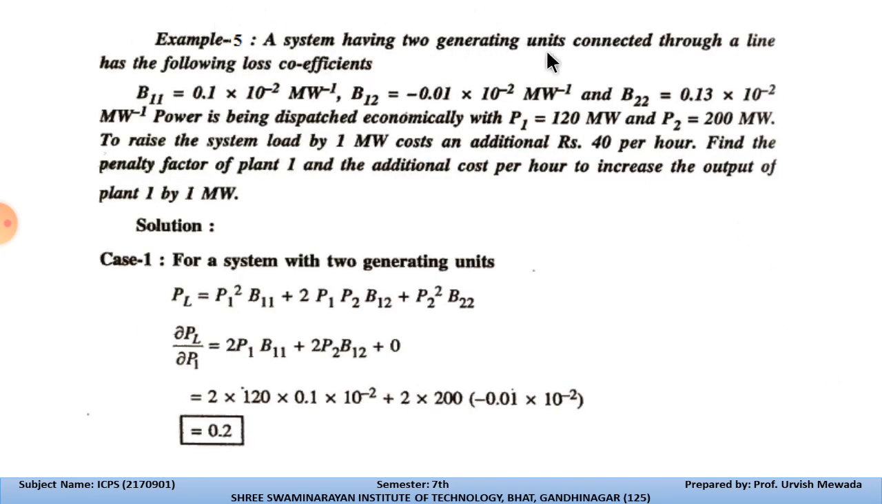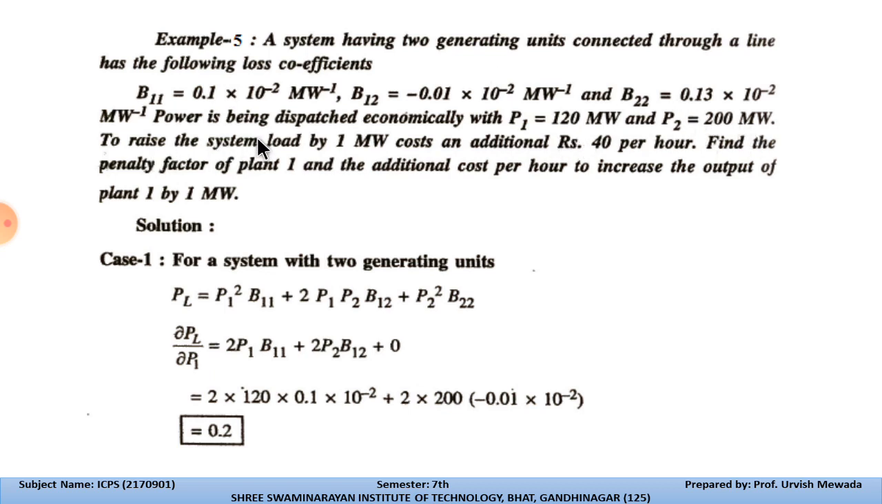A system having two generating units connected through a line has the following loss coefficients: B11 is 0.1 into 10 raised to minus 2 megawatt inverse, B12 is equal to minus 0.01 into 10 raised to minus 2 megawatt inverse, and B22 is equal to 0.13 into 10 raised to minus 2 megawatt inverse. Power is being dispatched economically with P1 equal to 120 megawatt and P2 equal to 200 megawatt.